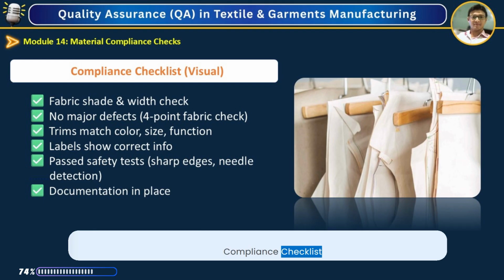Compliance checklist. This visual checklist summarizes key material compliance checks. Make sure fabric matches approved shade and width. Look for defects using the 4-point system. Verify trims for size, color, and function. Labels must be accurate. Safety tests must be passed. And, of course, keep all the documentation up to date. This checklist helps ensure nothing is missed.